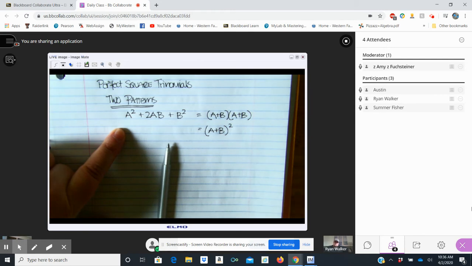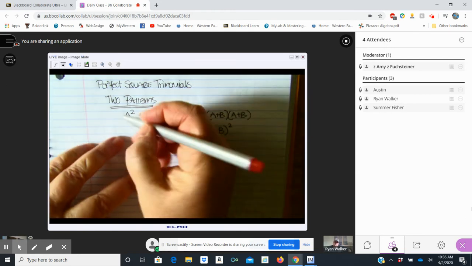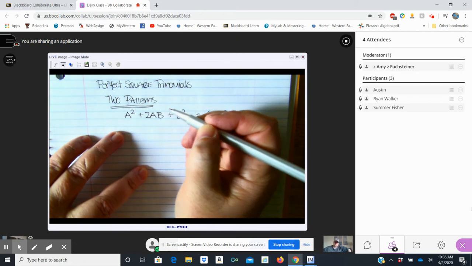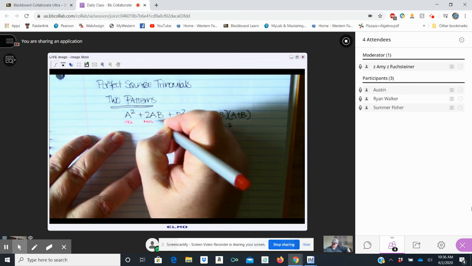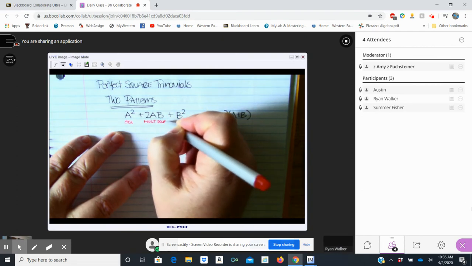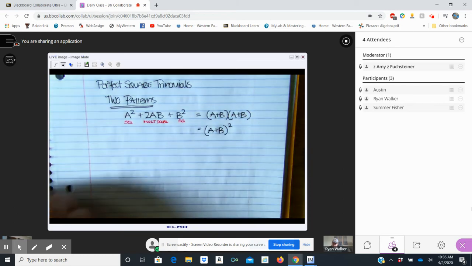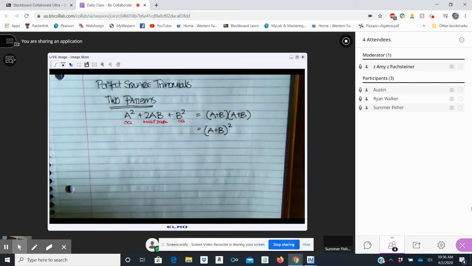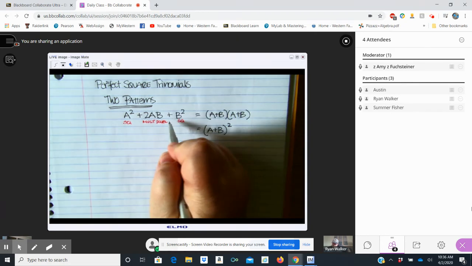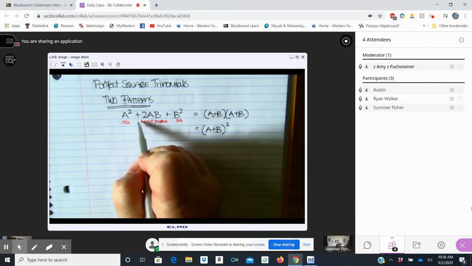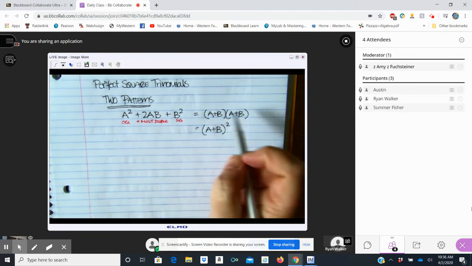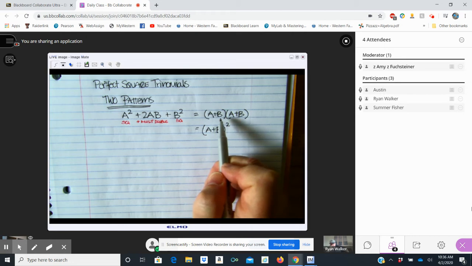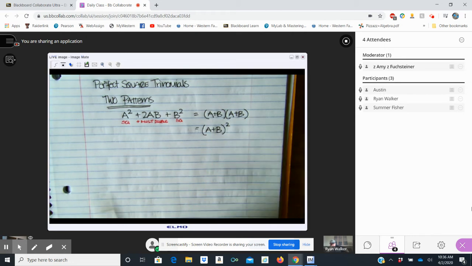Or, as my algebra teacher way back when in 1984 said, square, multiply, double, square. Notice that this is a positive sign. So when factored, you will get a plus b times a plus b, or a plus b squared.